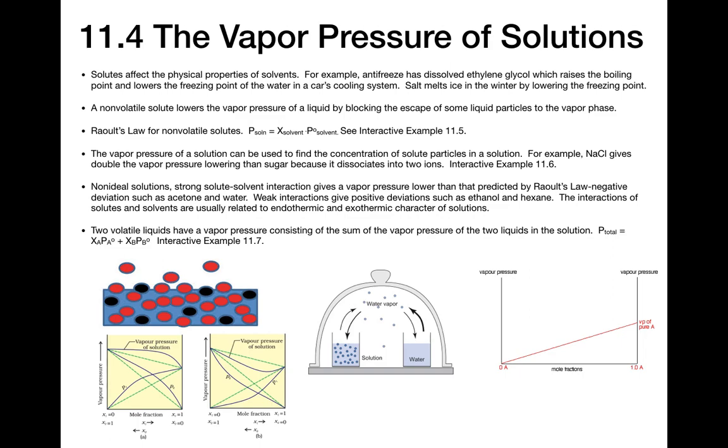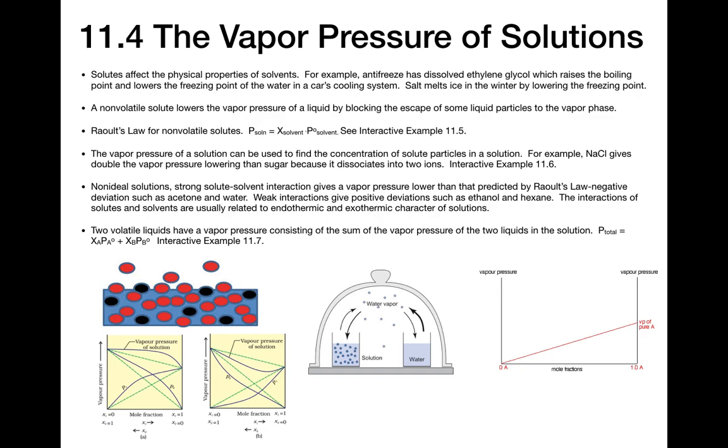Non-ideal solutions are generated when you don't have even solute-solvent interaction compared to an average of, say, the solvent-solvent and solute-solute interactions. You can have particularly strong solute-solvent interactions, for example, acetone and water. The double-bonded O of the acetone and the water are able to form hydrogen bonds. Since acetone can't form hydrogen bonds with itself, acetone and water have particularly strong solute-solvent interactions. And this will lower the vapor pressure because it will make it more difficult for the liquids to escape to the vapor phase. We say this is negative deviation from Raoult's law.